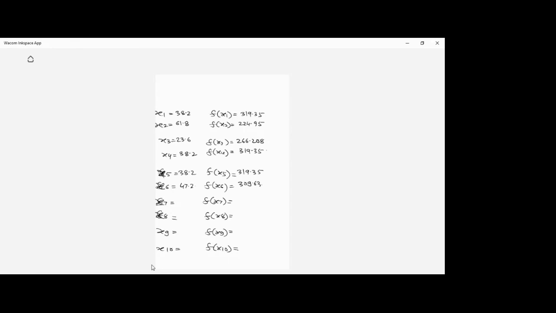Lastly, x7 we got as 32.62, and it is 38.2. f of x7 is 309.11, and f of x8 is 319.35. f of x9 is 38.2, and here it was 41.62. f of x9 here is 319.35, and here it is 319.47.